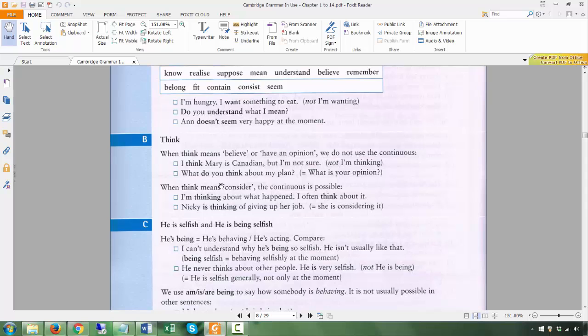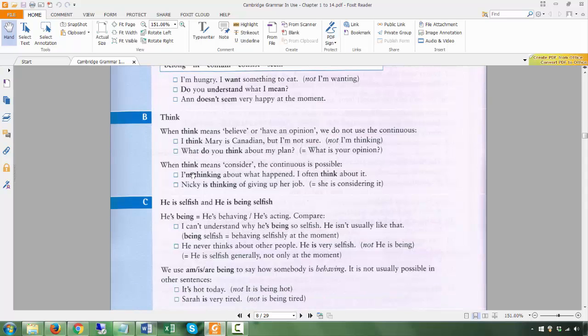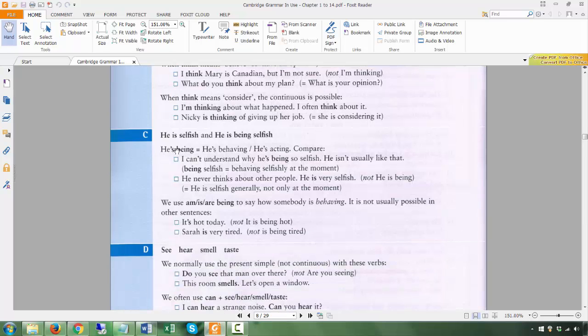But this is not a state. This is actually using your mind right there and then to think about something. All right, so you can use this in a continuous. Okay, this is another special thing. He is selfish. He's being selfish. A bit more advanced. You can look at this if you want.